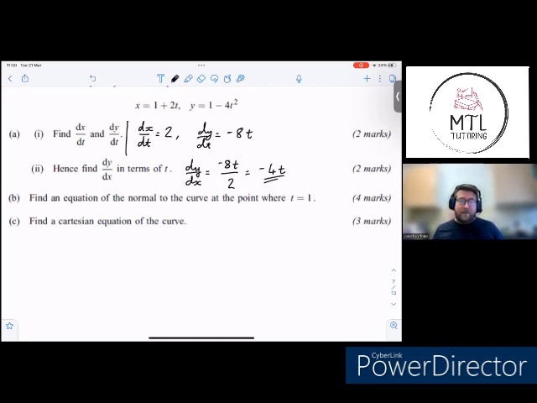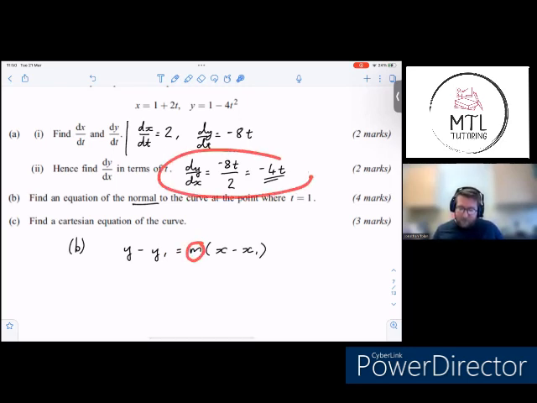Find an equation of the normal to the curve at the point where t equals 1. Okay, so for part B, we're finding an equation of a normal. So we are going to be using y minus y1 equals m times x minus x1. Right, now, unfortunately, we don't have any of these values that we need to sub in. So let's think about where we're going to get those. So the m is going to come from our dy by dx, because m is the gradient. y1 and x1 we don't have because we've only been given t.